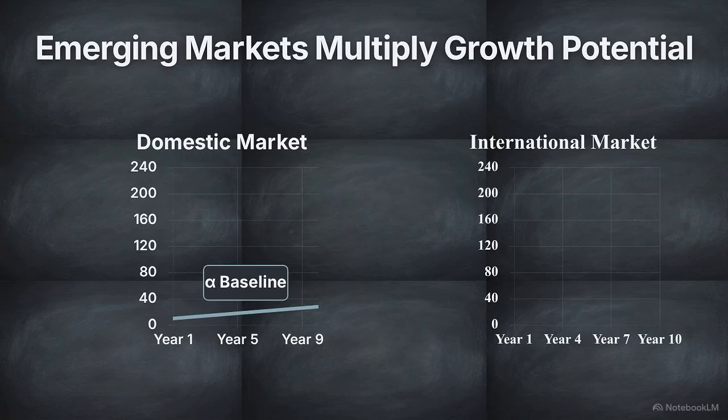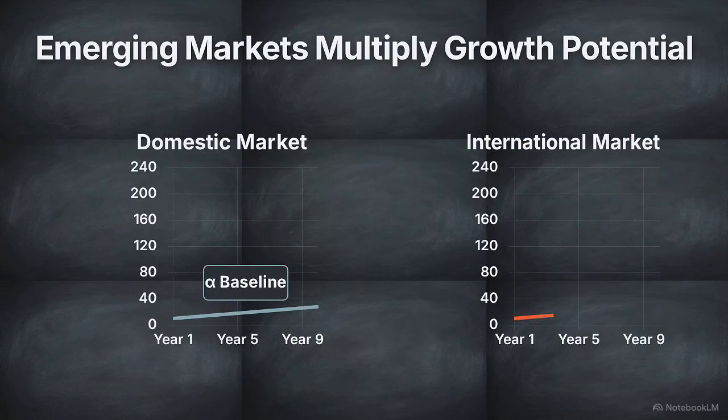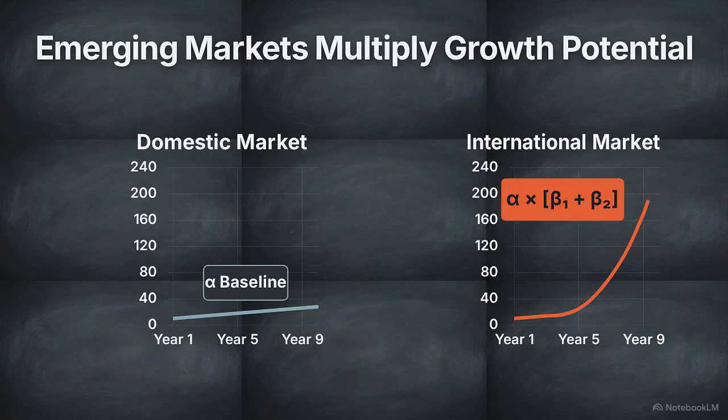On the left, a mature domestic market relies on a slow baseline growth rate, represented by the constant alpha. On the right, the demand curve for an emerging international market behaves entirely differently. In developing economies, that baseline alpha constant is eclipsed by compounding multiplier terms. The beta 1 term represents rising personal incomes, and beta 2 captures rapid urbanization. As millions of people move into cities and increase their purchasing power, these beta factors multiply against the baseline, driving the demand curve sharply upward.